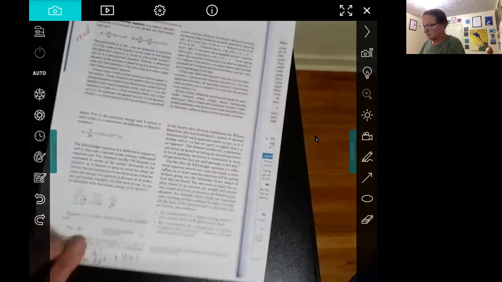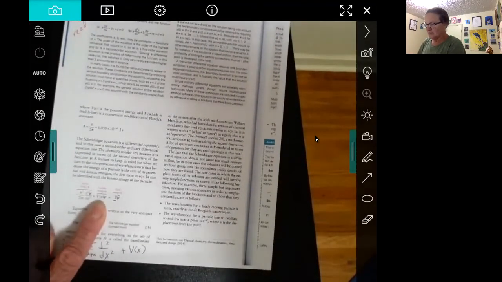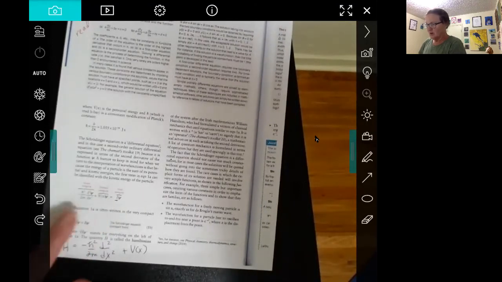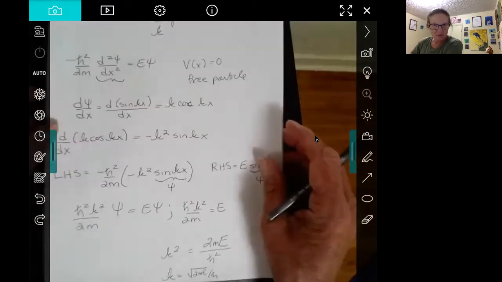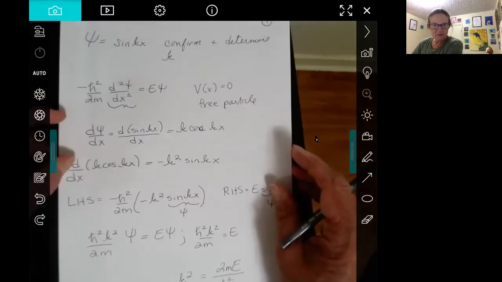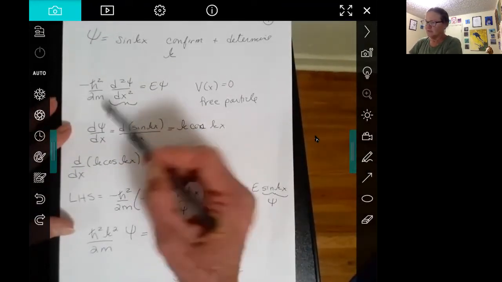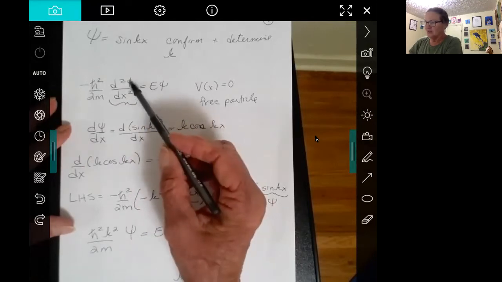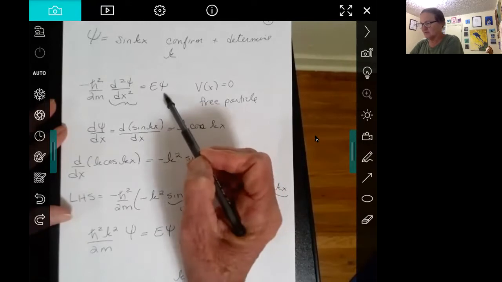this second term will be 0 because potential energy is 0. So all we'll have is the kinetic energy part. The kinetic energy part is negative h bar squared over 2 times the mass of whatever the particle is, times the second derivative, and that has to equal the energy times the function.